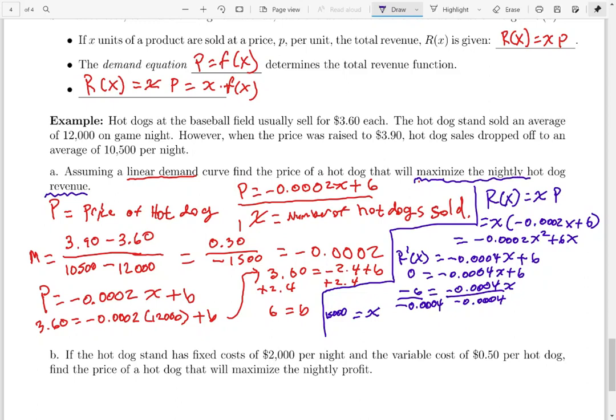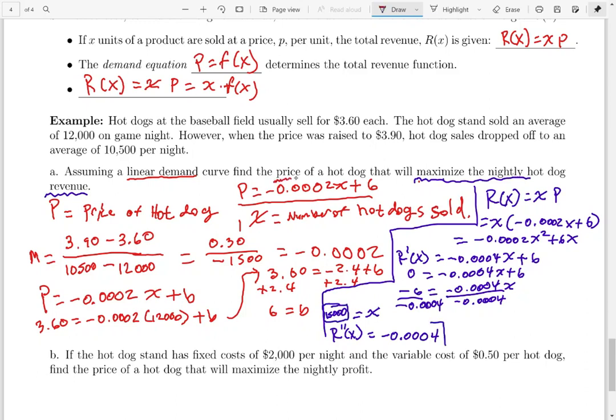Now remember that x is representative of our possible extrema, and if I want to know if it actually is an extremum, a maximum or minimum, I can find the second derivative to confirm this. So take r double prime of x. R double prime of x is going to be negative 0.0004, which is negative, and so when we plug in 15,000 here, we know that we have a concave down function, which means that we do have a maximum. That's good. We've confirmed it's a maximum.